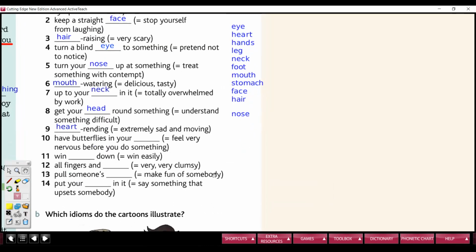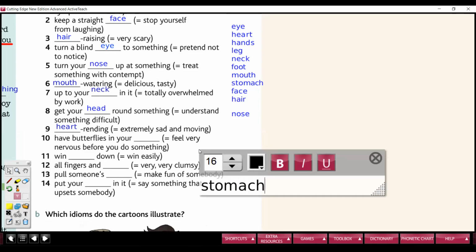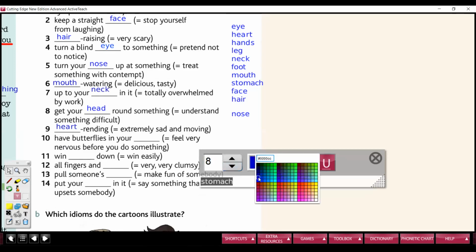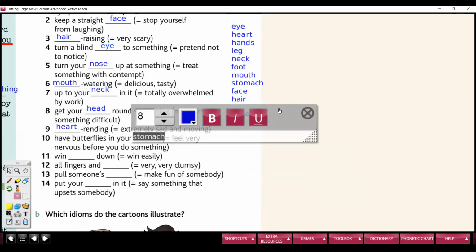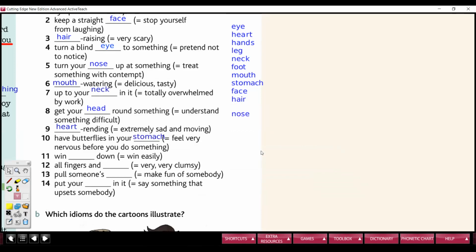Oh, this one is very similar to Spanish. Have butterflies in your stomach. We have it in our colloquial language. Feel very nervous before doing something, or maybe you like someone. Yeah. You feel in love. Yes. You're falling in love, maybe. You're right. Different contexts, of course. It's not just because you are nervous, but you're anxious as well. Good. Stomach. Yes, Vanessa, thank you.